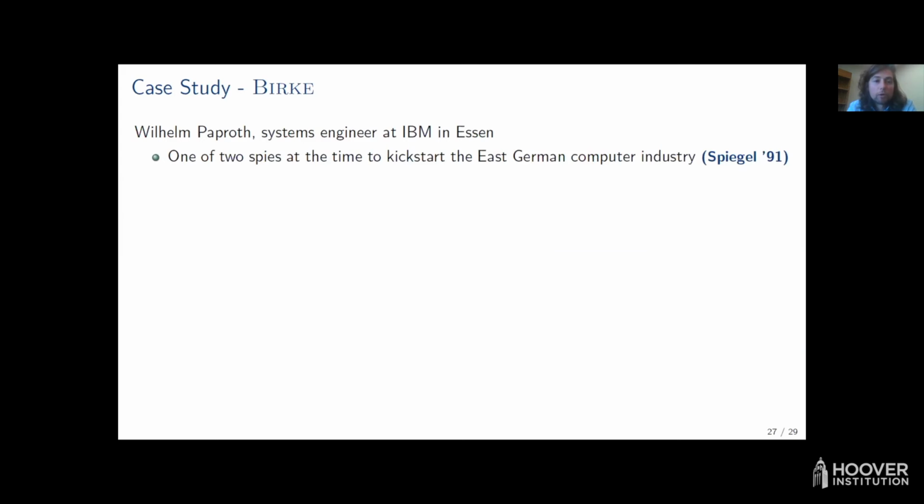So this is one spy called Birke, full name Wilhelm Paprot, and he was a systems engineer at IBM in Essen. And according to historical sources, he was one of the 2 spies that kickstarted the East German computer industry back in the 70s.